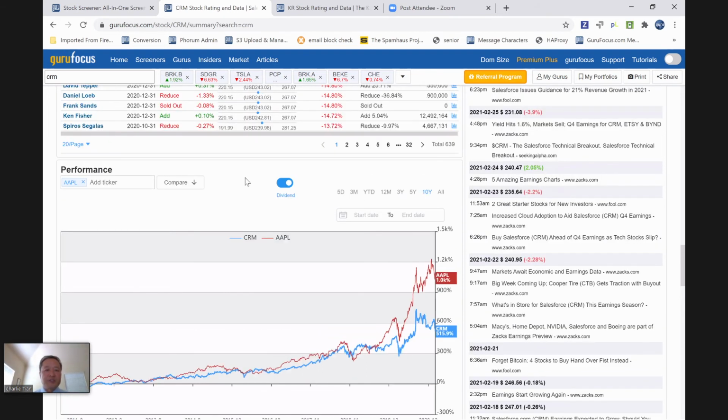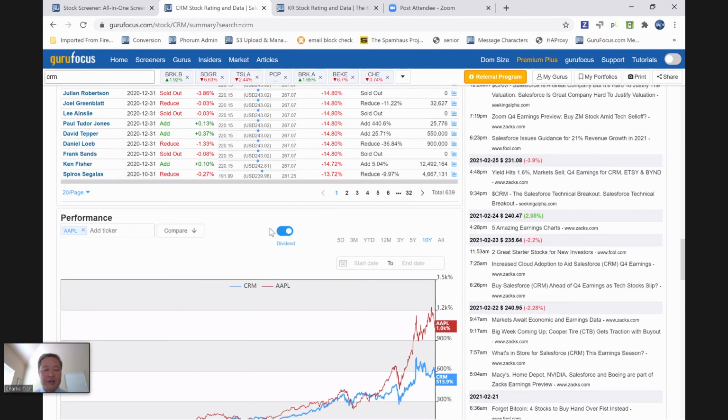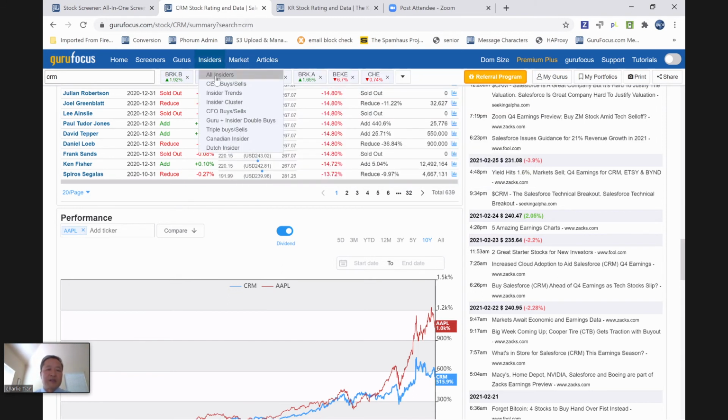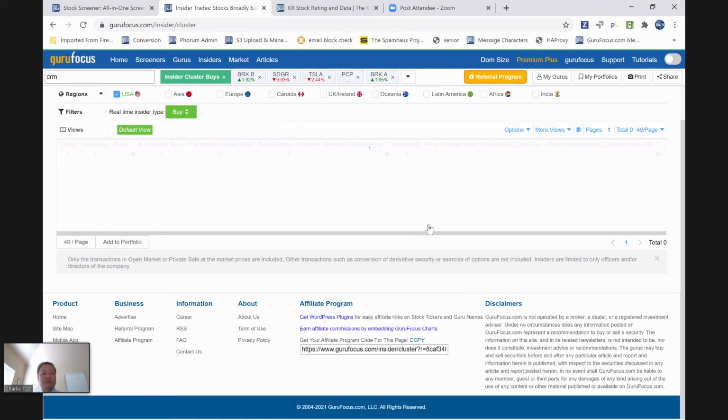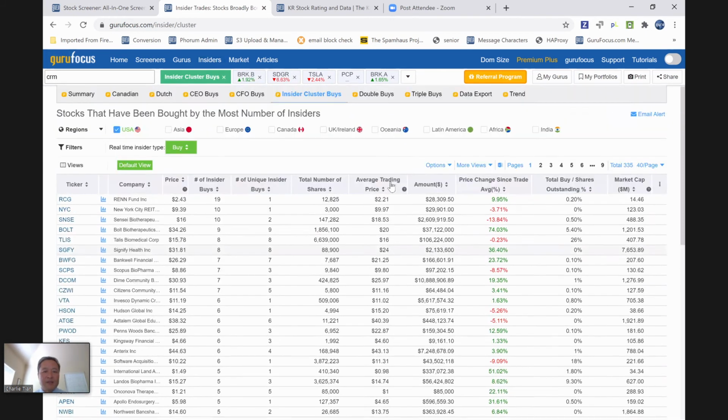That's about the new feature where we're talking about the performance chart. And the next feature I want to show you is the insider trend. I think it's a good time to look at the insider trend now. The market has run up so much, and the insiders are doing something differently at this point. It's called insider trend.